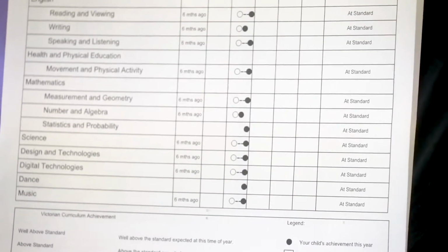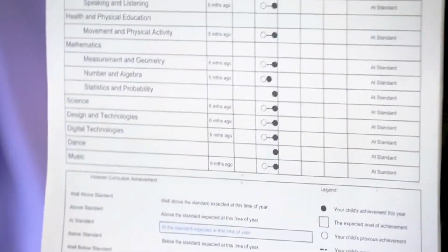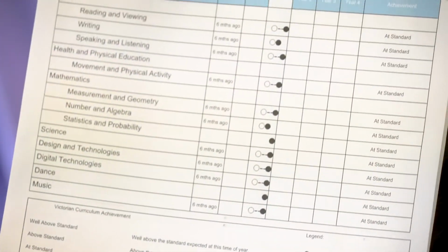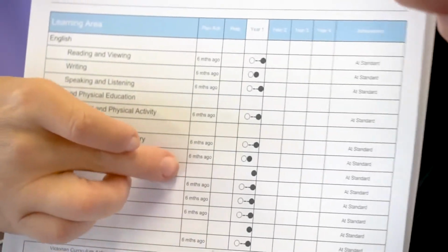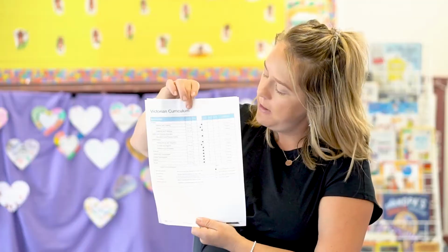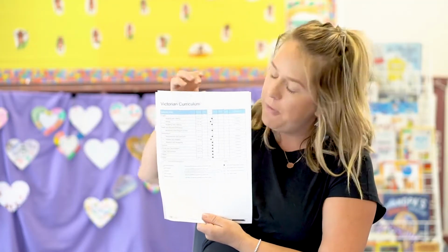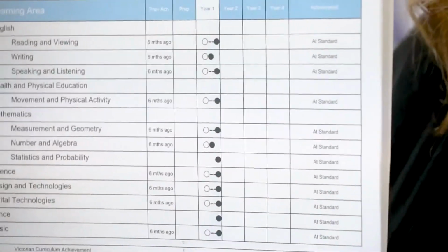This can mean two different things. It may mean that in prep they haven't learnt statistics and probability, so it's not been marked on before. And you can see that because it has not got anything written here. If it had been taught before, it would mean perhaps the student has not moved from the point when they were last marked.